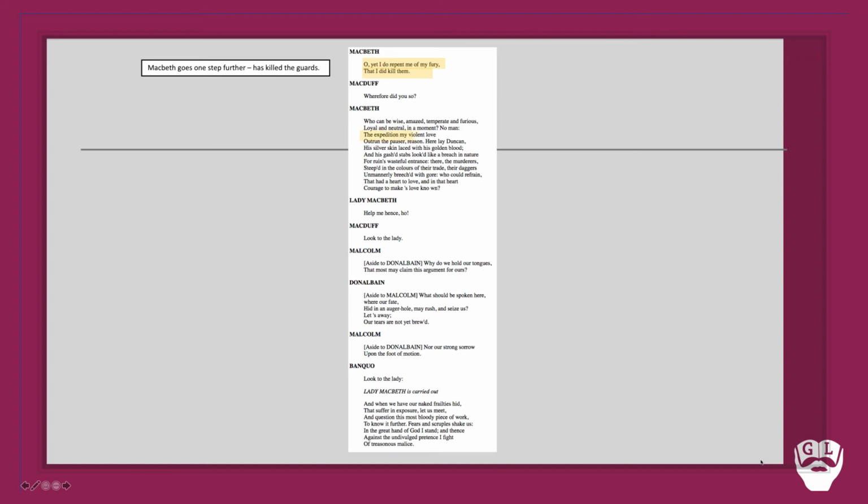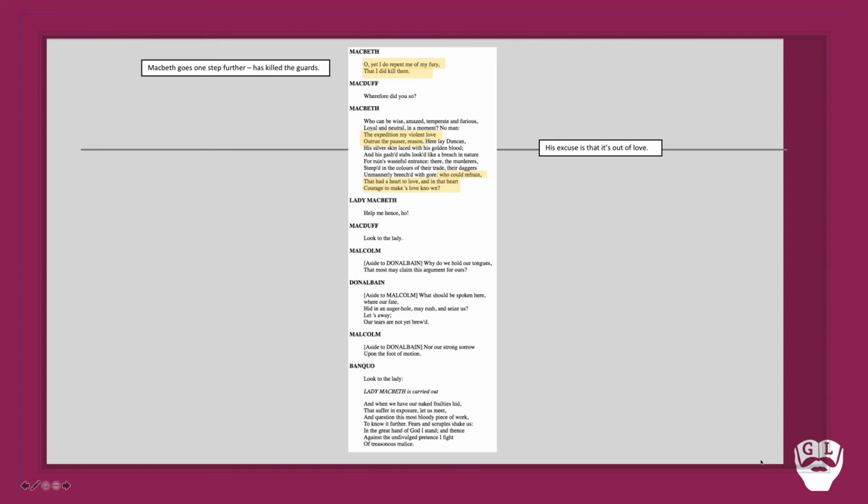When Macduff asks why he did this, his argument is "the expedition of my violent love outrun the pauser, reason," and that who could refrain that had a heart to love, and in that heart courage to make love known. His excuse is that it is an act done out of love and passion, that love and passion give way to rage at the murder of Duncan, and in doing so kills them. However, remember, as an audience, we know he committed the crime, so in doing this, he's created the perfect way of getting away with the crime. What he's done here is killed the only two people that could possibly argue their defence. So now they're dead, they can't argue their defence, and they are the ones that are seen to have done the crime.